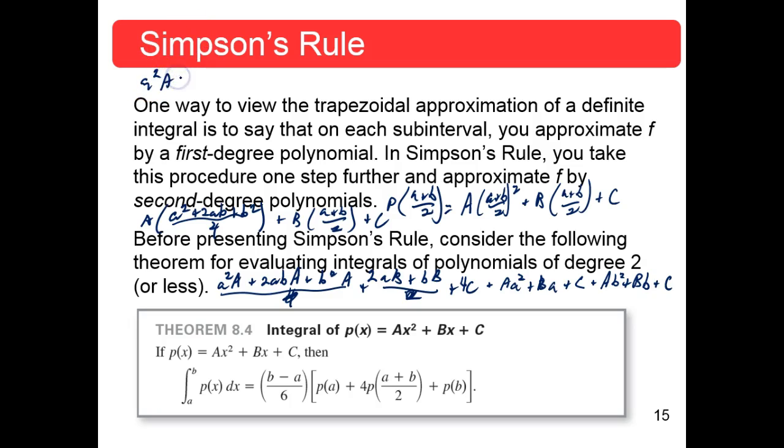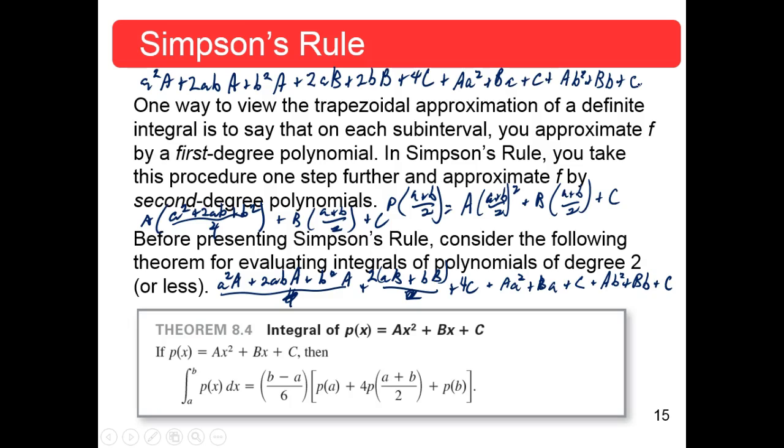A squared, capital A, plus 2AB, capital A, plus B squared, capital A, plus 2AB, capital A, little a, capital B, and this is in parentheses, plus 2 little b, capital B, plus 4C, plus A squared, plus capital B A, plus C, plus A B squared, plus B little b, plus C. All right. That helps big time. Okay.